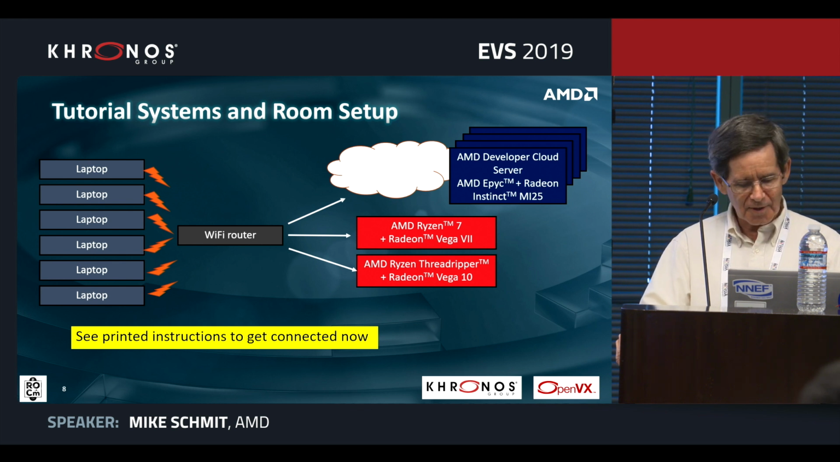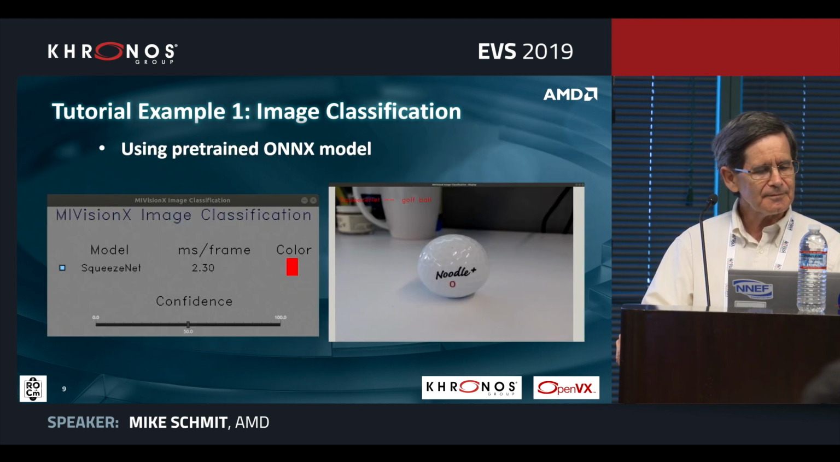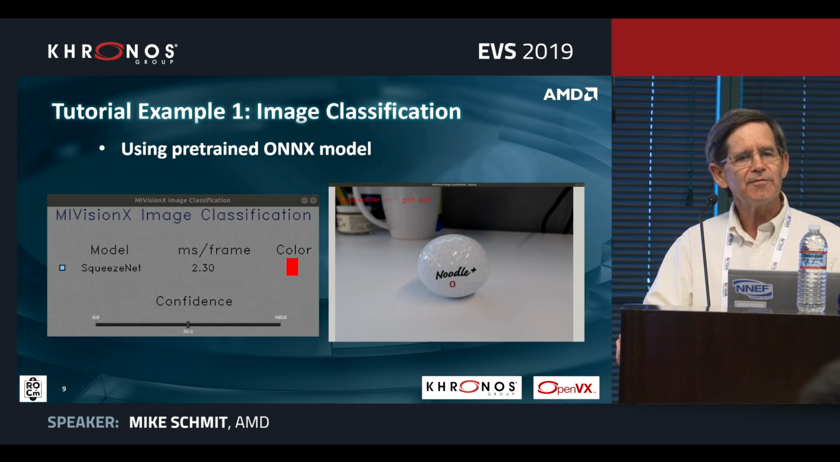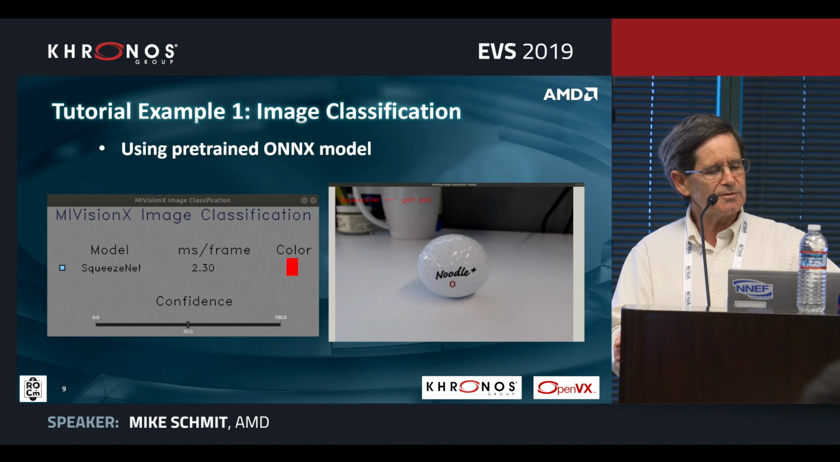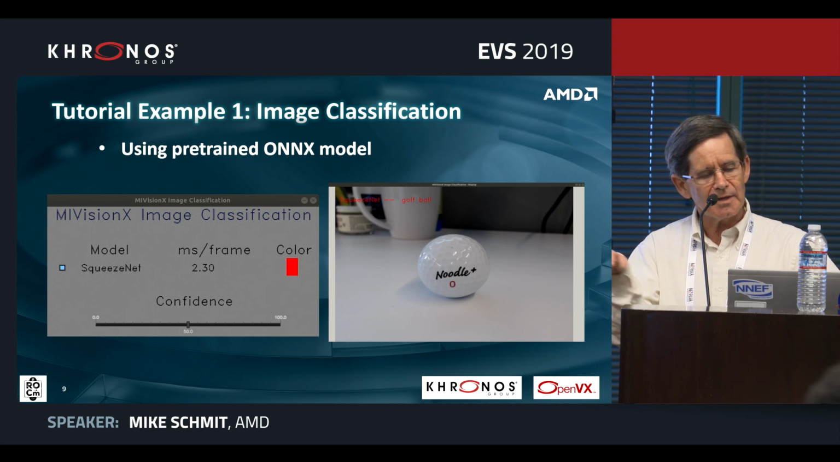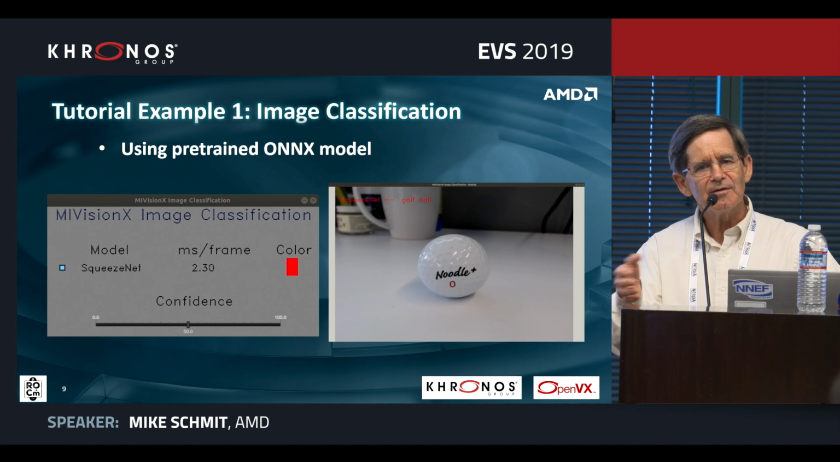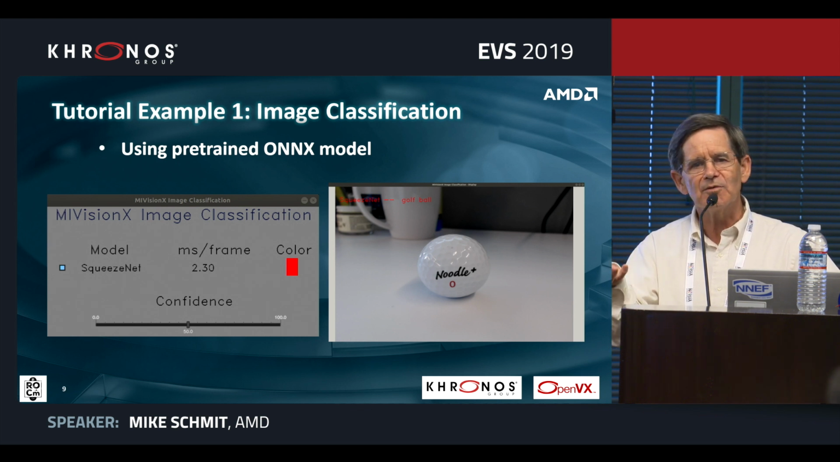Okay, so you'll be getting those. So this is just a brief summary of what is in these tutorials. Essentially, the first one is doing image classification. There'll be some images like this golf ball, and when you run the application, it'll see the image and then tell you with whatever confidence number, is this a golf ball or is it something else?